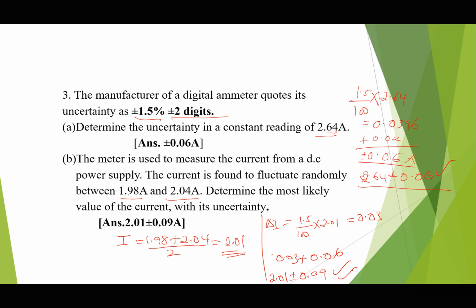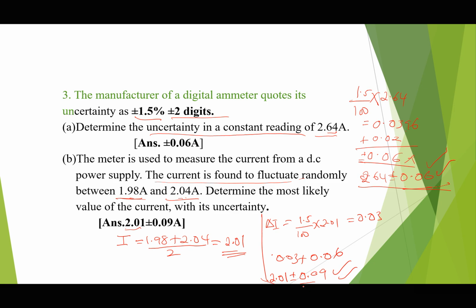Note that I had already found the uncertainty in the stable value, which was 0.06. Initially, we consider this as being a constant reading, but then the current is found to fluctuate randomly. Because of the fluctuations, the uncertainty in the average value must be added to the uncertainty in the constant value. That's why the most likely value of current is going to be that average plus a higher uncertainty due to fluctuations. Okay. Next, further examples will be in the solved past paper questions, so that one is not a problem.